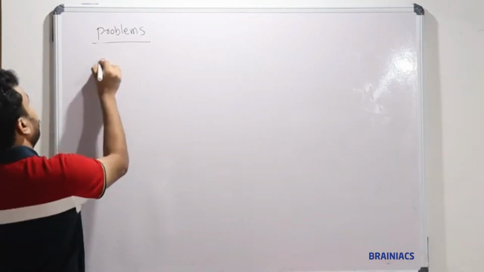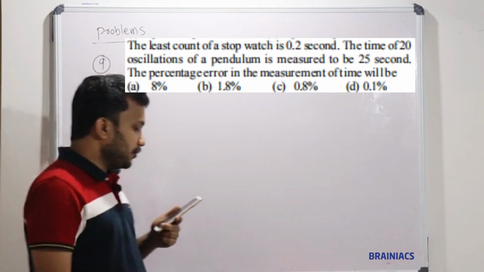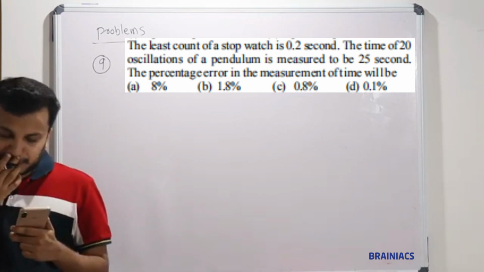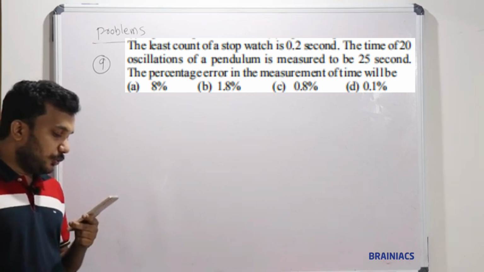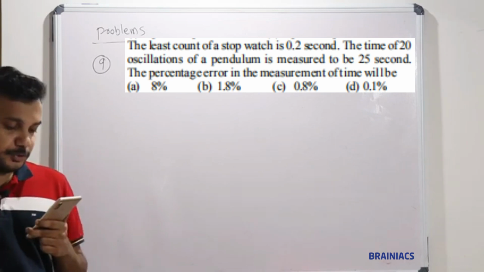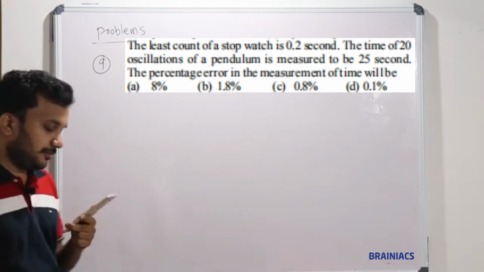Move to the next question. Question number 9. The least count of a stopwatch is 0.2 second. Time of 20 oscillations of a pendulum is measured to be 25 seconds. Find the percentage error in the measurement.